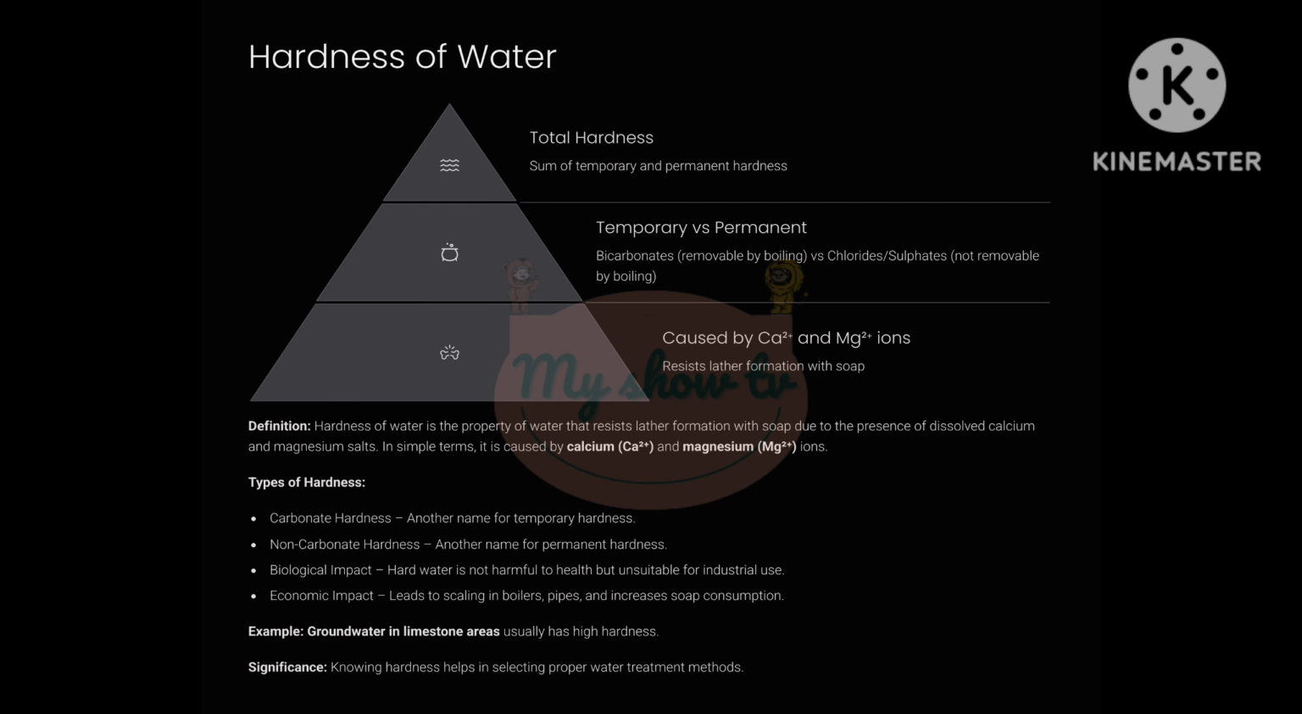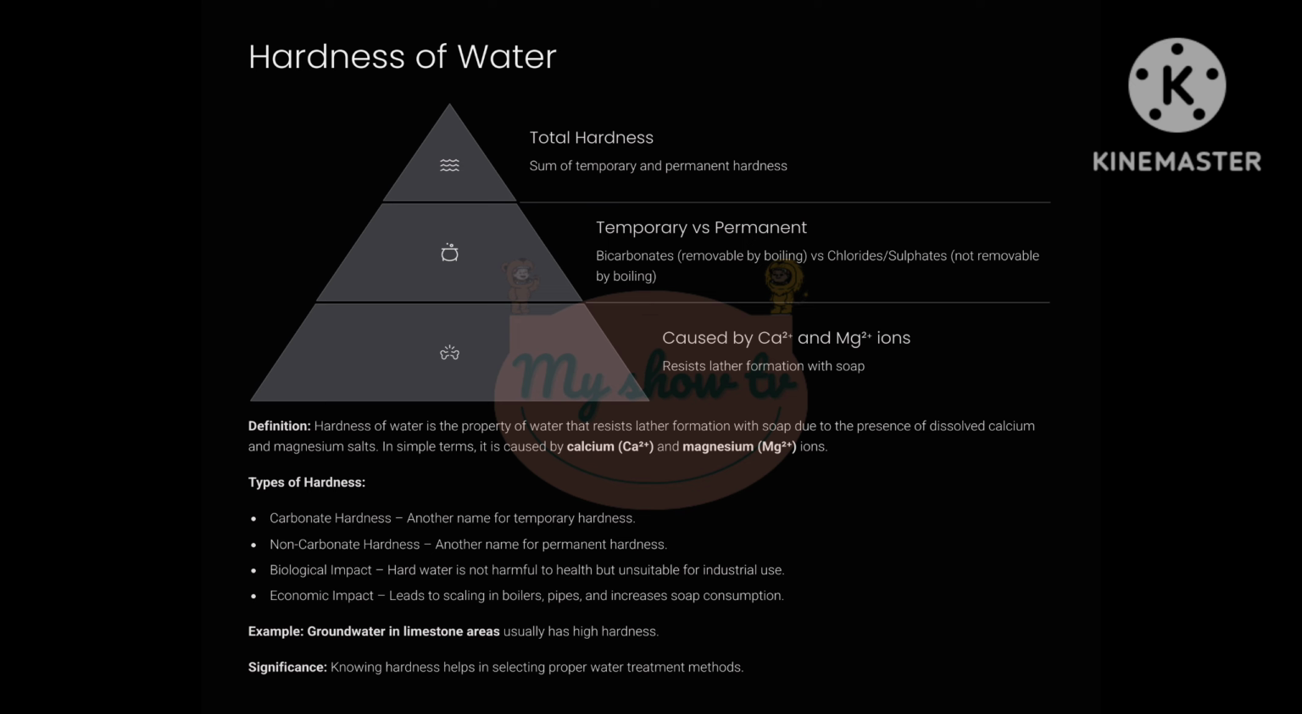Slide 3. Hardness of water. Now, let's understand the concept of hardness of water. Definition: hardness is the property of water that prevents the formation of lather with soap. It is caused mainly by the presence of dissolved salts of calcium, Ca²⁺, and magnesium, Mg²⁺. Types of hardness. 1. Temporary hardness. This is caused by bicarbonates of calcium and magnesium, Ca(HCO₃)₂ and Mg(HCO₃)₂. It can be removed by boiling the water.